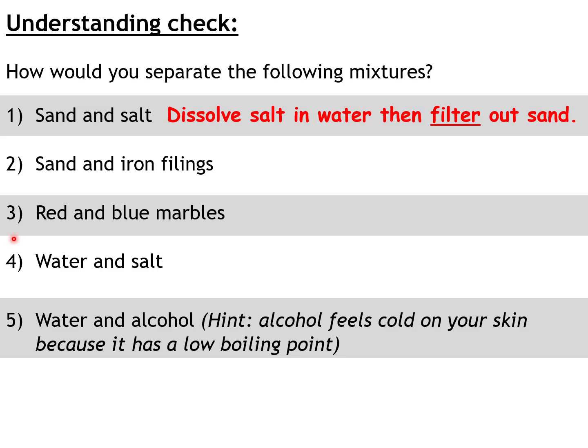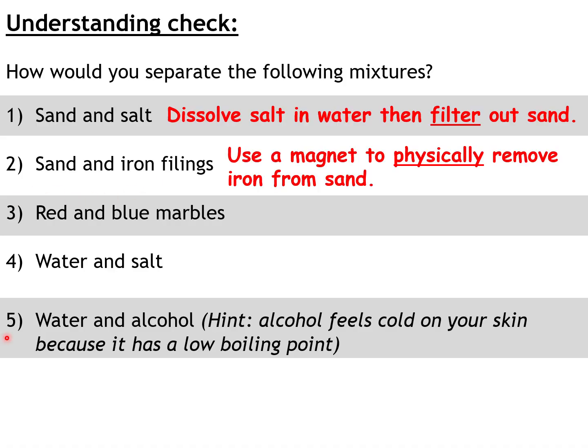And then sand and iron filings. The big physical property that's different there is that iron is attracted to a magnet, sand is not. So you could just use a magnet to physically remove the iron from the sand. Then we have red and blue marbles. I already used those as an example, so that would be a physical separation.